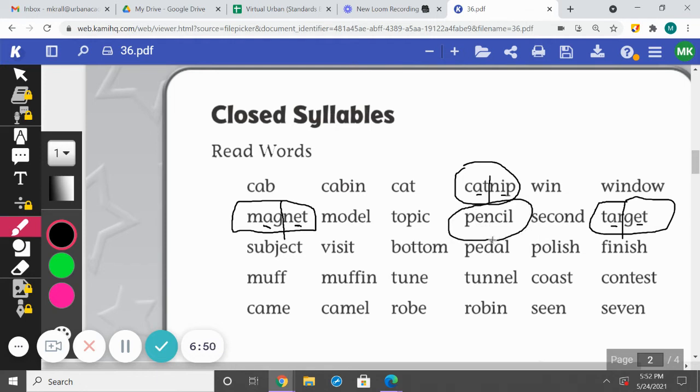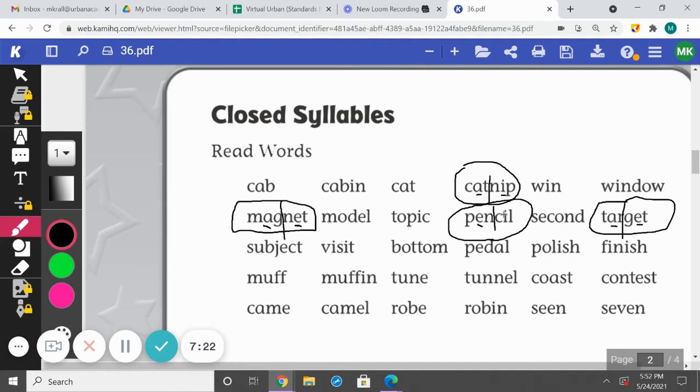We have pencil. How many syllables is pencil? Let me hear it. Yeah, it's 2. Pencil. Go ahead and take your finger and break it up into syllables. Let me see it. Yeah, you should be putting your line here. Pencil. All right, we have our first vowel in this syllable. In our first syllable, we have our E, but look, it's closed in by that N. So p, e, n, going to be short.